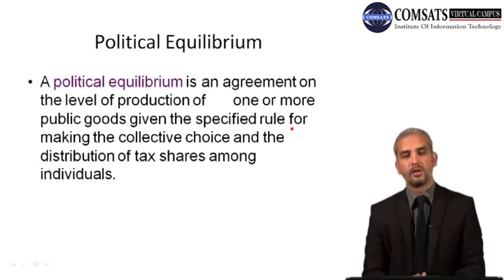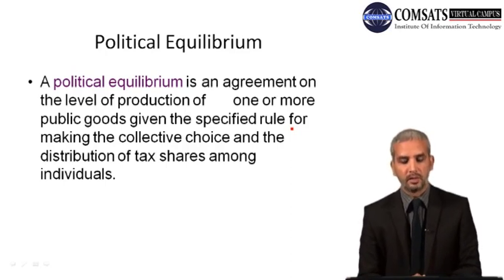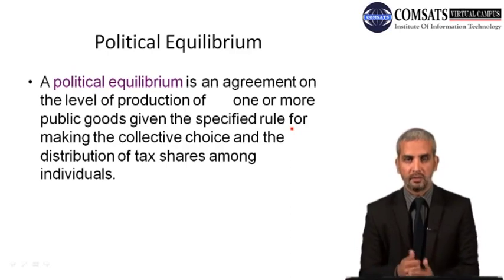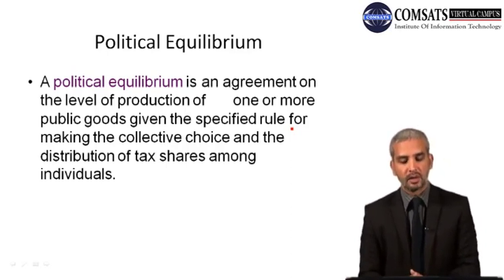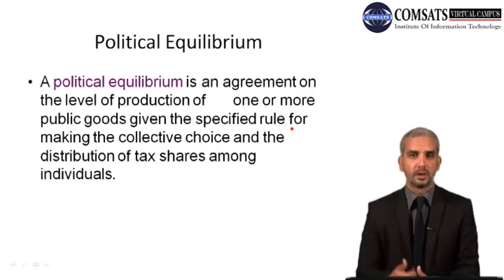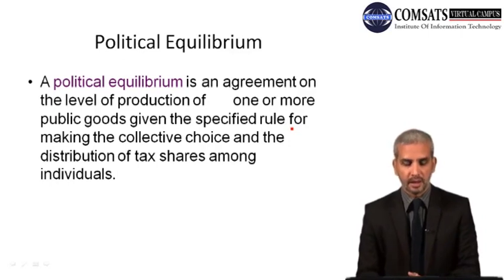In this lecture we continued with that, and then we moved on to the political equilibrium, which is an agreement on the level of production of one or more public goods given the specified rule of making the public choice, which we would discuss again. One of the rules we have already discussed would come up in this summary, and the collective choice and the distribution of tax shares among the individuals. These tax shares were also termed as the tax price.